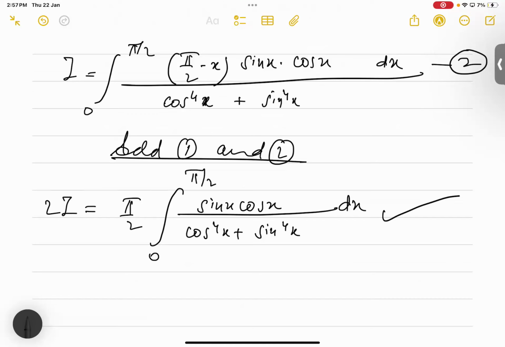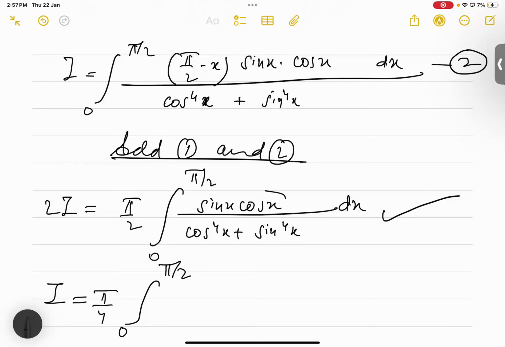Okay. So answer here. Good. This is d square. Now see, I is equal to the integral of pi by 4, from 0 to pi by 2.